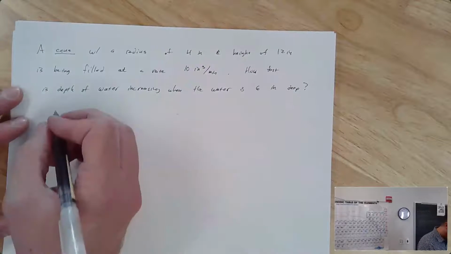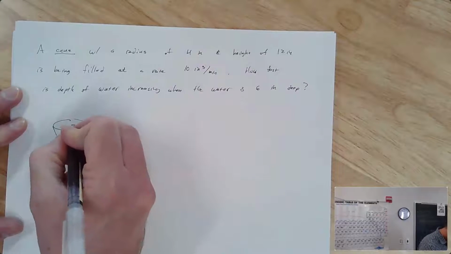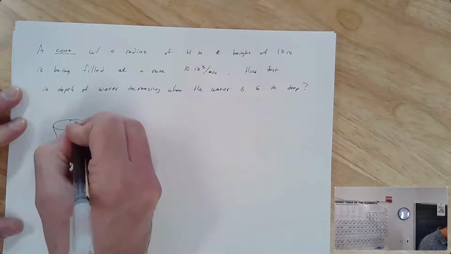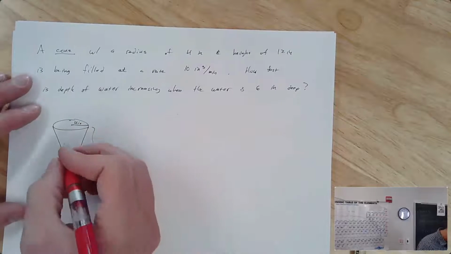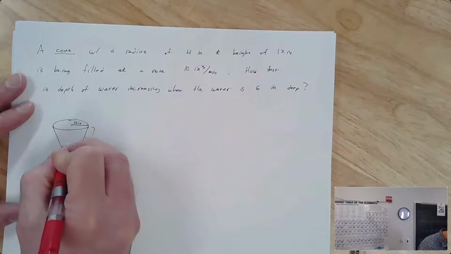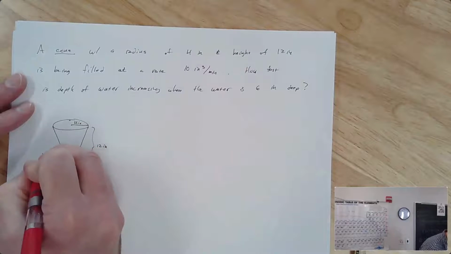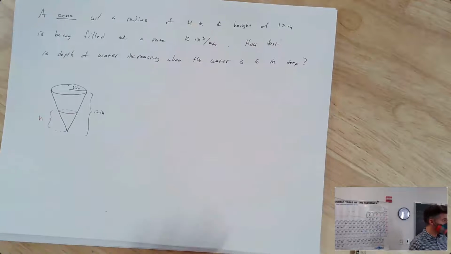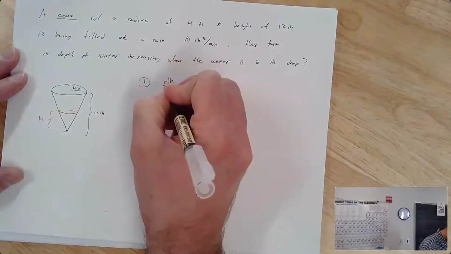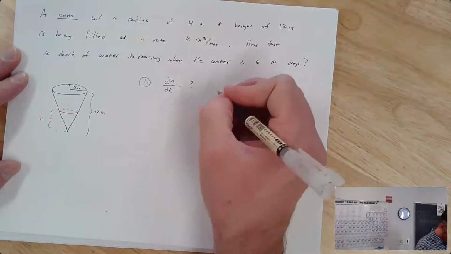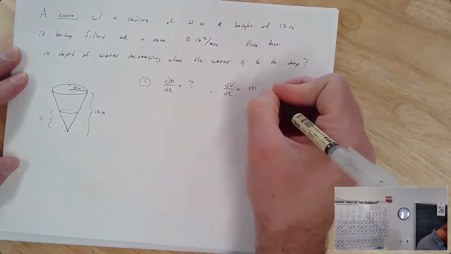Okay, so same idea. Here's our cone. It's got a radius of 4 inches, it's got an overall height of 12 inches. And then we're filling it with water. So this height here, the height of the water, is definitely changing. And that's what we want to know about. So we want to know what dH/dt is. And we know that the rate of change of volume is 10 cubic inches per minute.